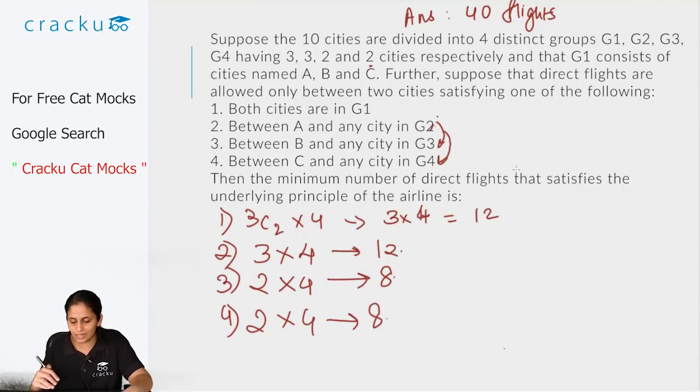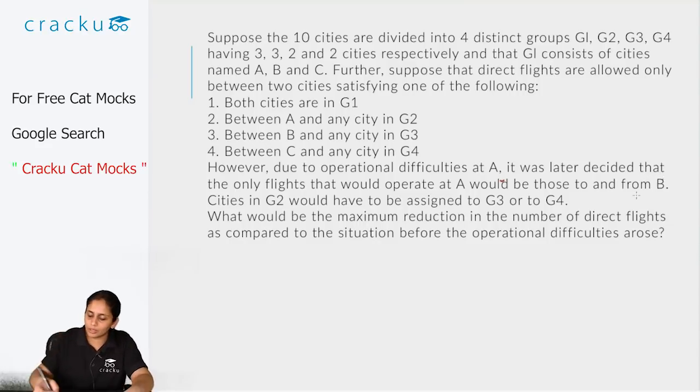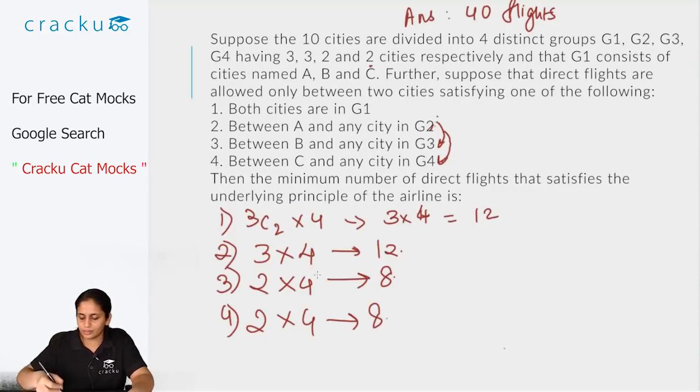The only change that will happen if you don't allow any flight from A1, if you allow only flight from A to B, that means you are not allowing... Earlier you had 3C2 into 4, right? Only this part will change, because all the cities of G2 will be added to G3 and G4. This part will remain the same, this part will remain the same. These 12 flights will go to one of these 2.